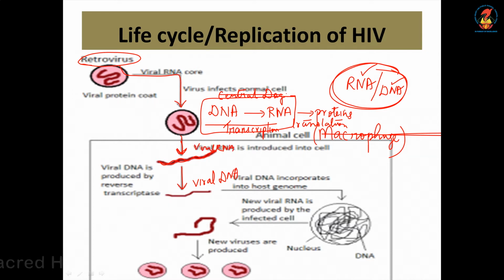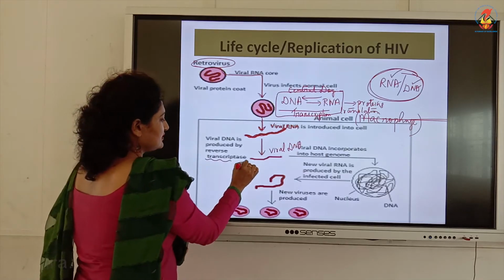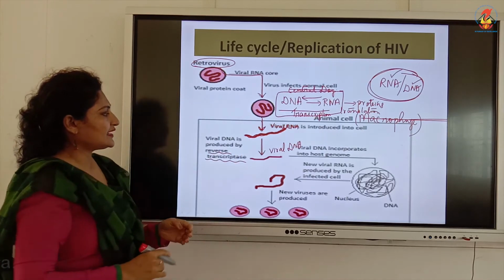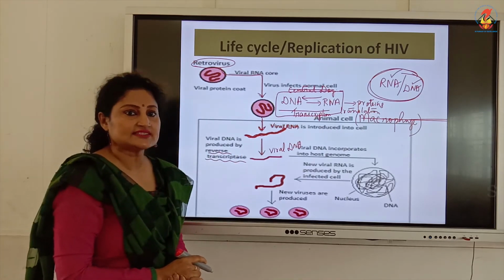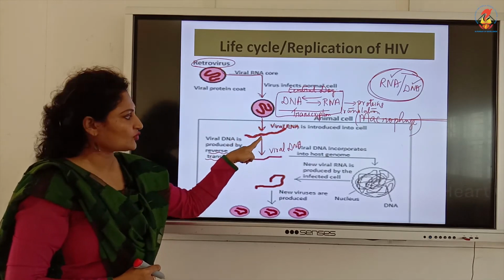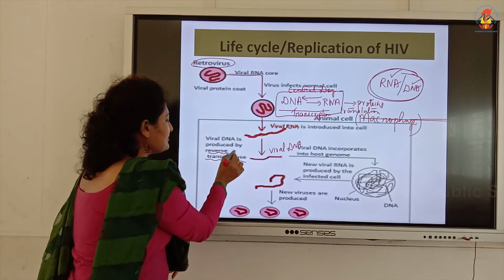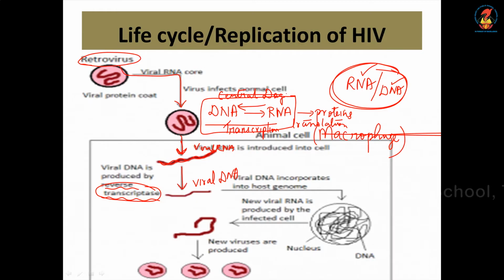So which is the process? From DNA to RNA it's called transcription. So from RNA to DNA it's the reverse. So what will be the process called? Reverse transcription. And this is helped by an enzyme called reverse transcriptase. So once again the viral RNA that has invaded the macrophage becomes the viral DNA with the help of the enzyme reverse transcriptase.